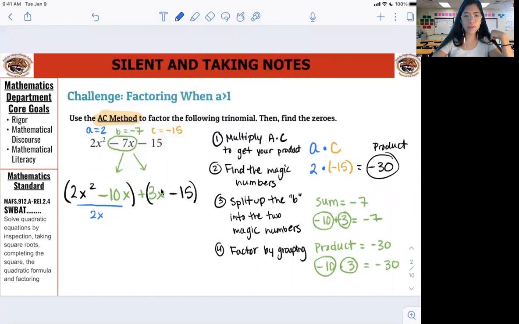Now let's take a look at these two terms. What are both of these divisible by? 3. So I'm going to divide it by 3. I'm taking it very slow. Any questions up to this point?